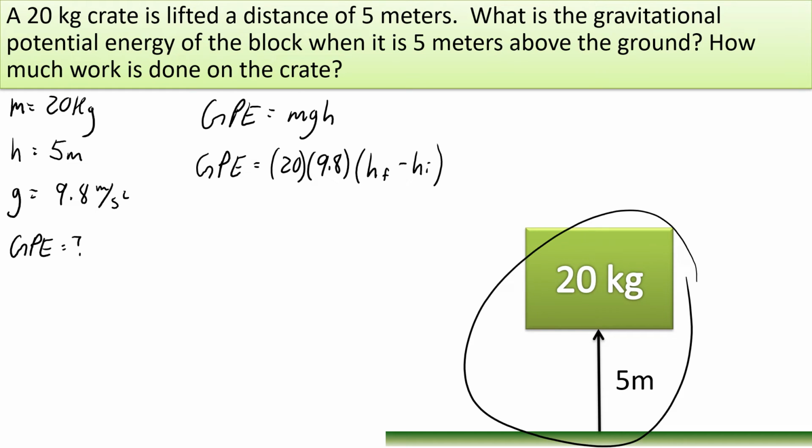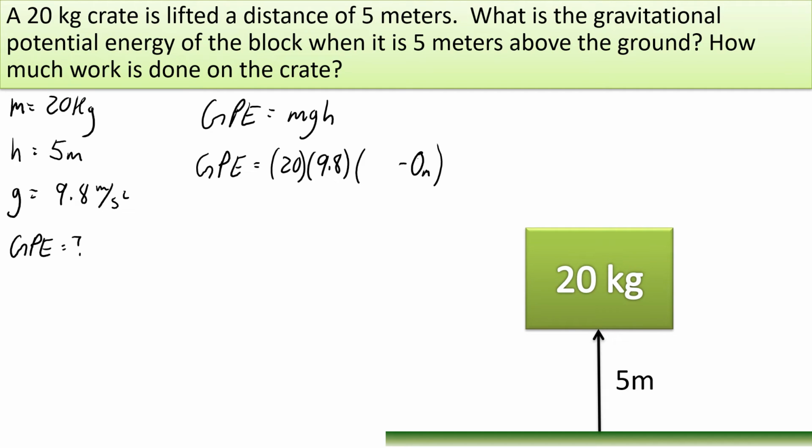It was on the ground initially. So the initial height was 0. And that's going to happen a lot. The thing is on the ground, and so that's where the initial height is. And then it's a height above the ground. So yeah, you could write delta h if you want. But most of the time, it's just going to be some height above the ground. In this case, it's 5 meters.